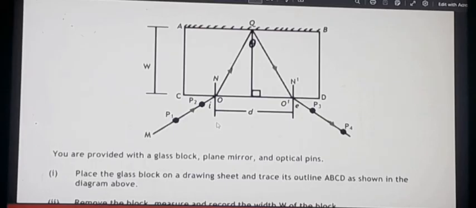And again, to read through the instruction, we use the diagram, and then we would carry out the experiment as required. So let's quickly run through the question.